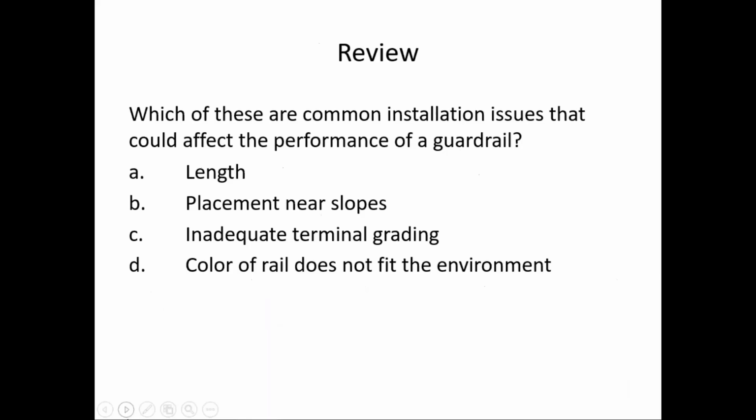So a review question before I think I have a couple case studies. We might have time for at least one of them. But which of these are common installation issues that could affect the performance of a guardrail? And you can just type the response in the chat. Which of these are common installation issues that could affect the performance of a guardrail? The length, the placement near slopes, inadequate terminal grading, or the color of the rail does not fit the environment?